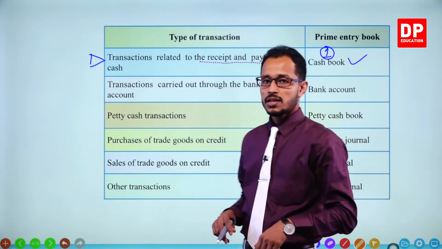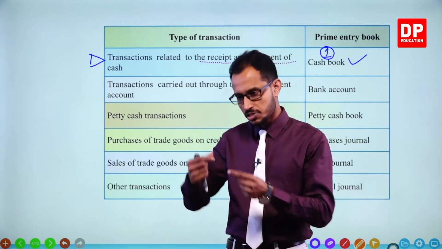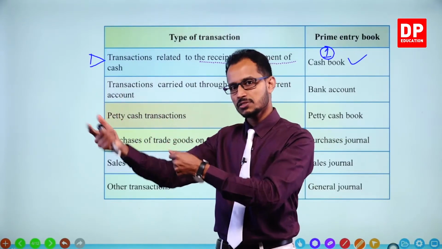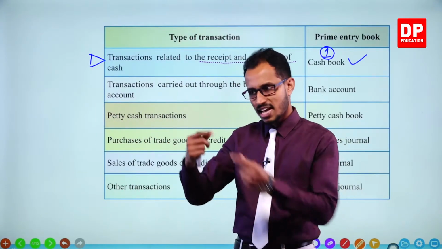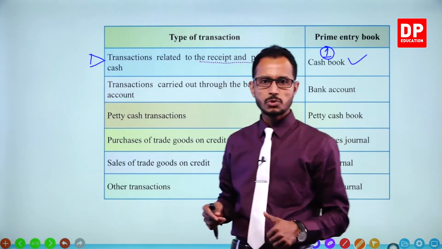Let's say you pay the salary of an employee. It's a payment. Cash goes out. Cash expense. It's a cash payment, so it goes to this book. It should be recorded in the cash book.